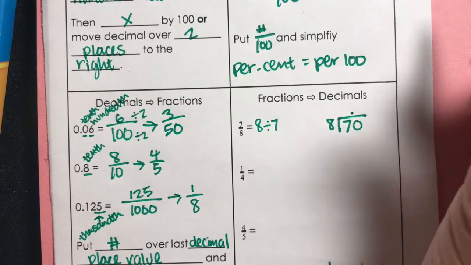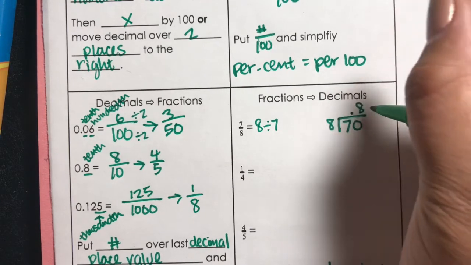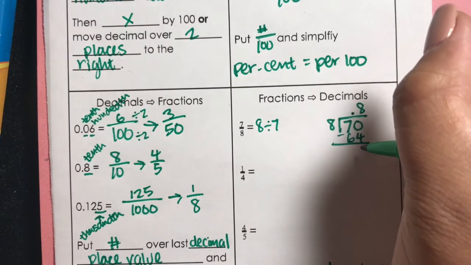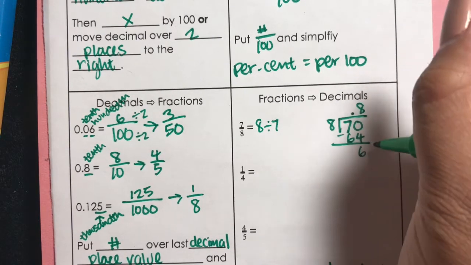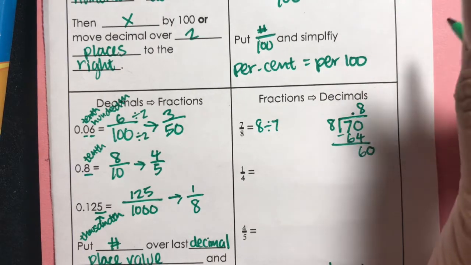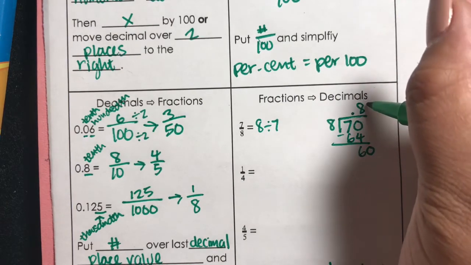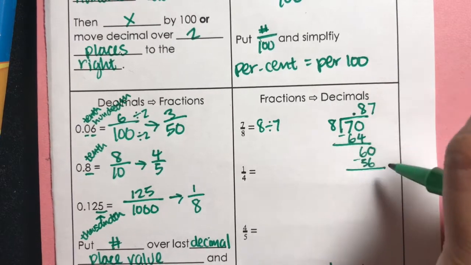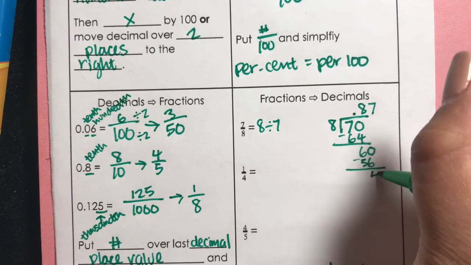8 goes into 70 8 times. 8 times 8 is 64. 70 minus 64 is 6. Bring down the 0. 8 goes into 60 7 times. 8 times 7 is 56. 60 minus 56 is 4.